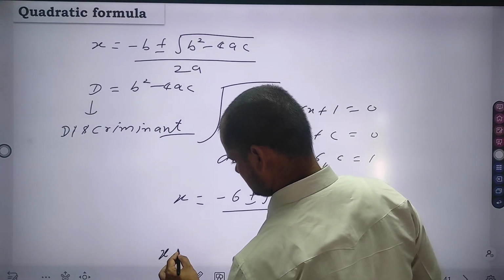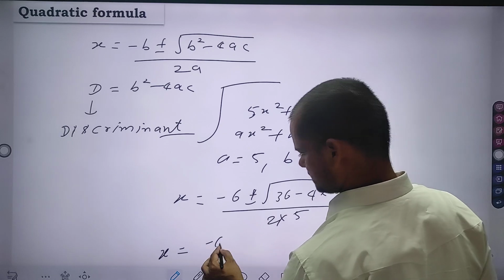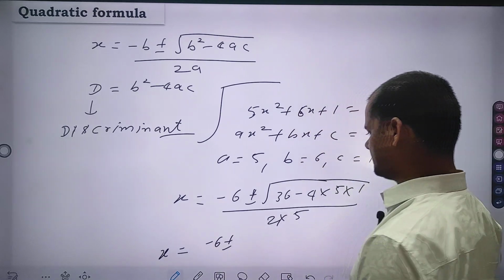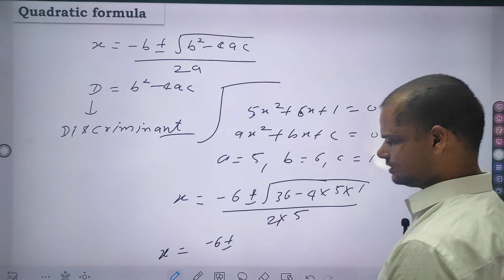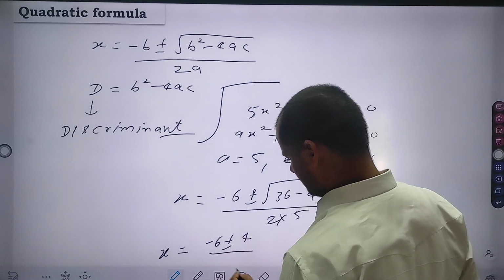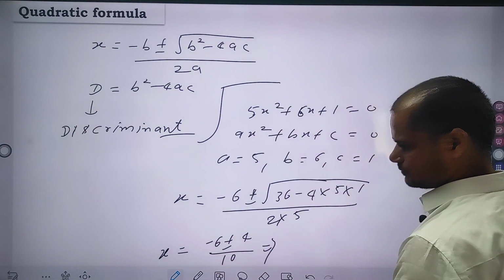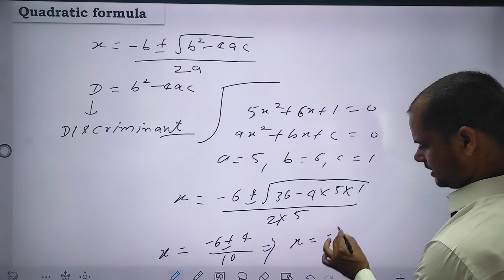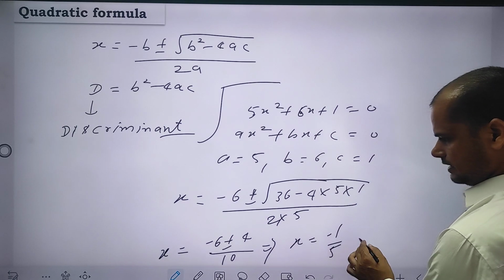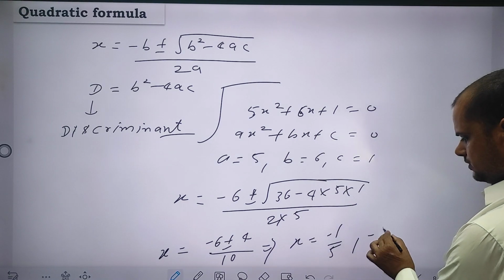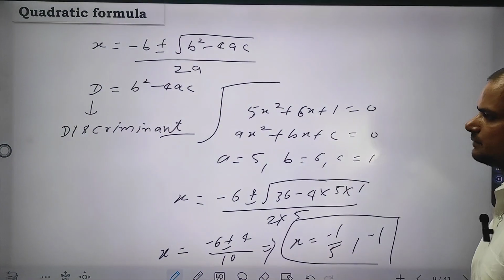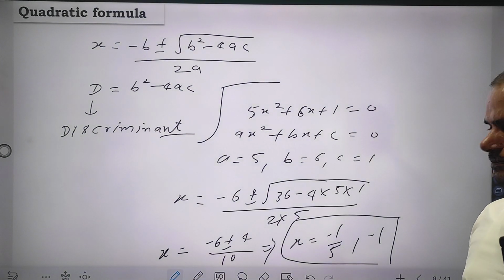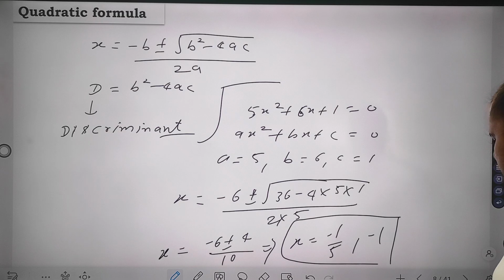So x will become minus 6 plus minus root of 36 minus 20, this will be 16, and root of 16 is 4, divided by 10. Now the values of x will be minus 1 by 5 and minus 1. So there will be two roots of the quadratic equation: x equal to minus 1 by 5 and x equal to minus 1.